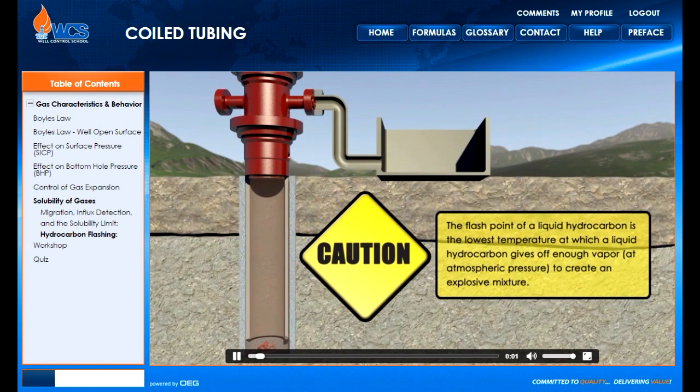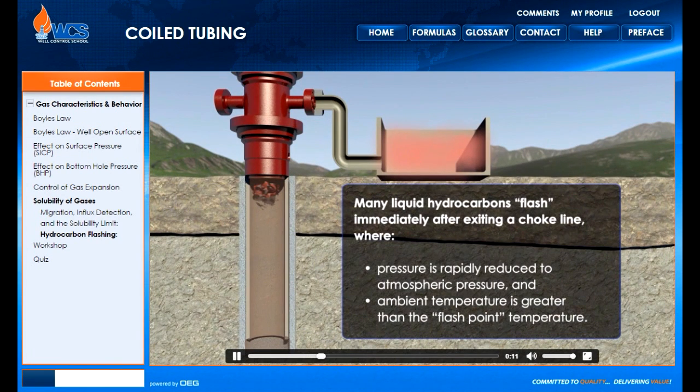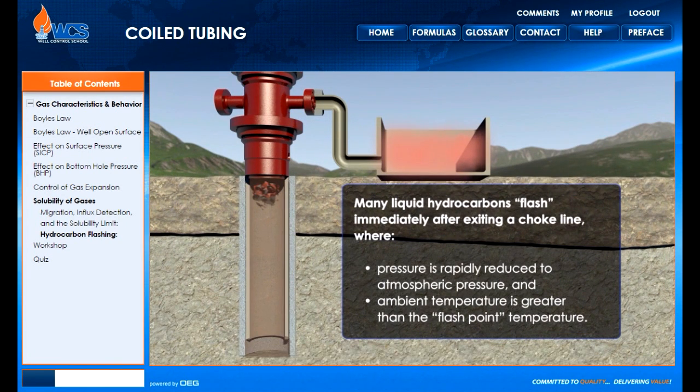The flash point of a liquid hydrocarbon is the lowest temperature which gives off enough vapor at atmospheric pressure to create an explosive mixture. The effects of gas solubility differ from the flash point of a liquid hydrocarbon. It is possible that many liquid hydrocarbons flash immediately after exiting a choke line, where the pressure is rapidly reduced to the atmospheric pressure and the ambient temperature is greater than the flash point temperature. This is a major reason why the exit to the vent lines coming from a choke manifold or liquid gas separator are located far from the CT unit or up a derrick if offshore.